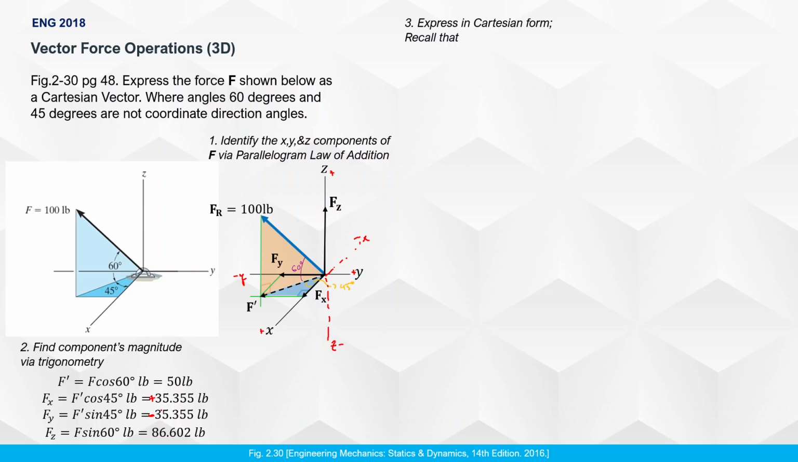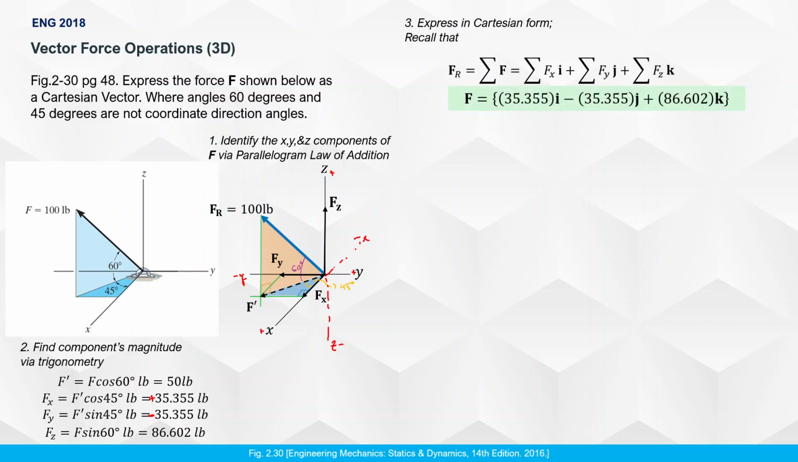Okay? With this in mind, we can actually build na yung Cartesian vector form niya. Recall lang naman na summation of vector forces is that. Ayan yung forma niya. So, F is just simply yung summation ng x forces niya. So, x lang naman is to. So, positive 35.355i. Alam natin negative to. So, negative 35.355j. Tapos, yung Z naman niya is 86.602k. Okay?